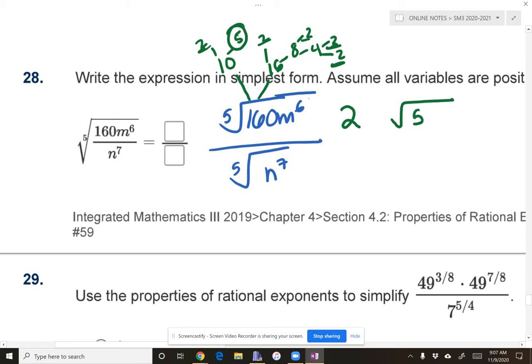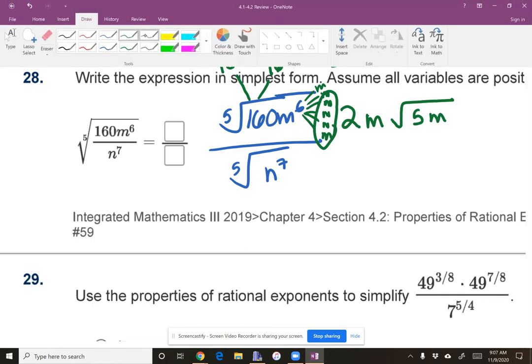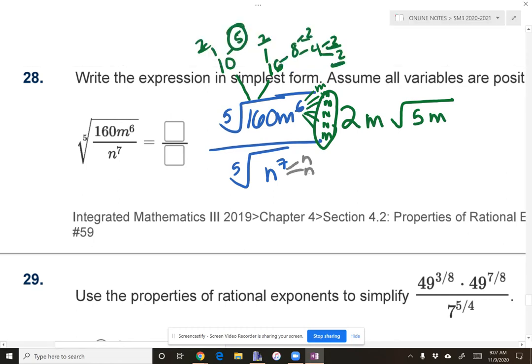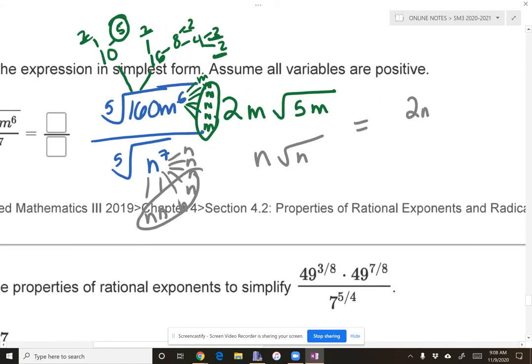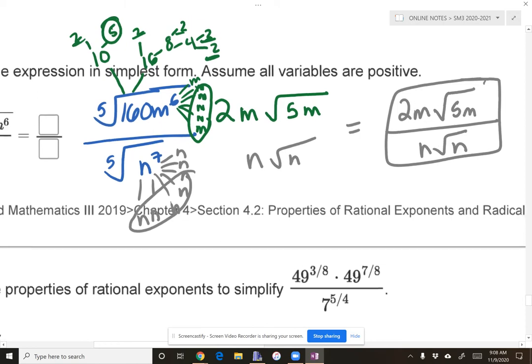And then I have 6 m's. Okay, and I can take 5 of them out. And I have 1 left on the inside. So that's how the top simplifies. Okay, then the bottom, we have 7 n's. Okay, and I'm going to take 5 of them out. And on the inside, I have 1 n left. So the best answer is on top, I have 2m fifth root of 5m over n fifth root of n. Okay.